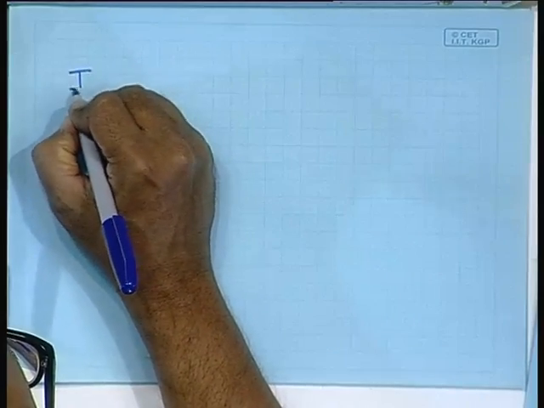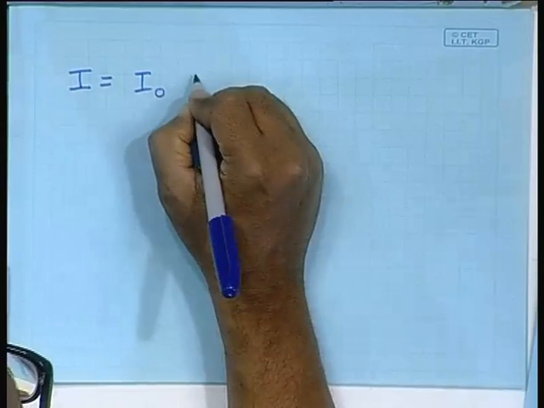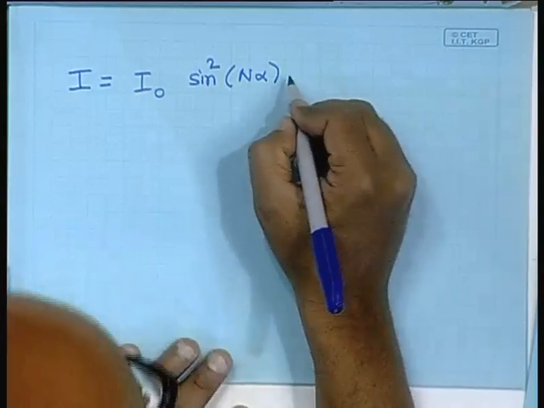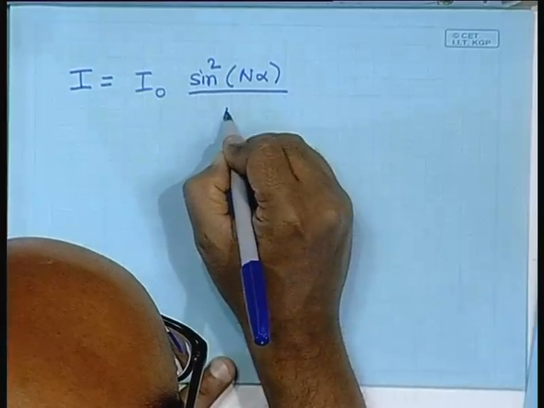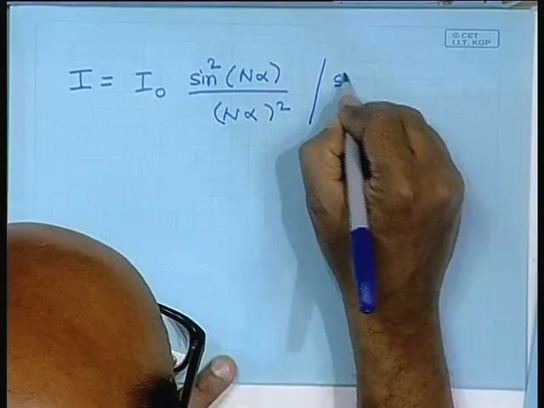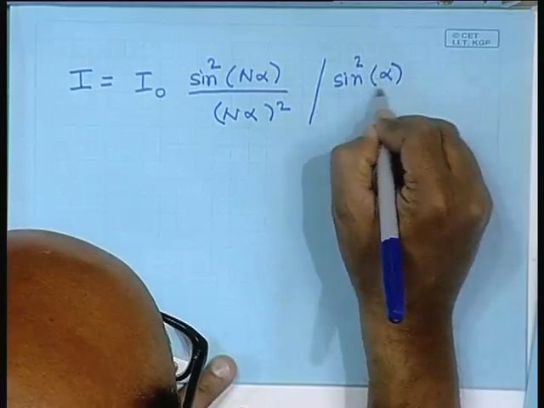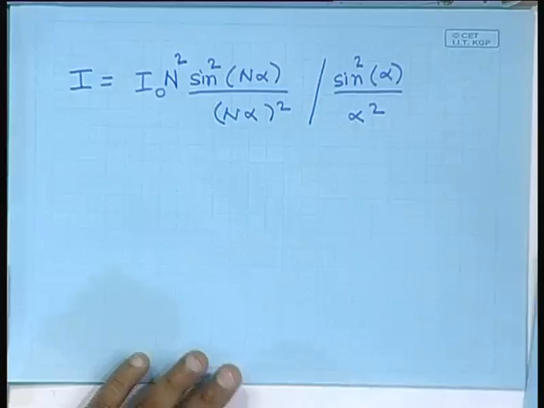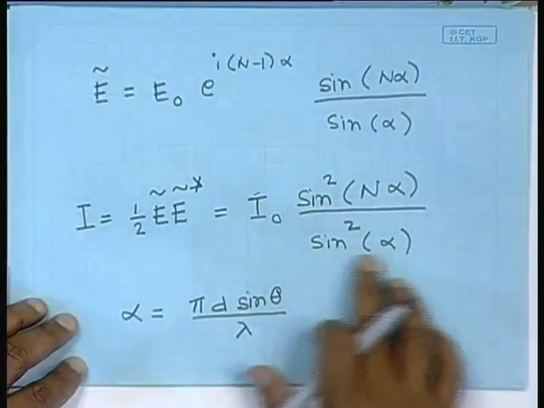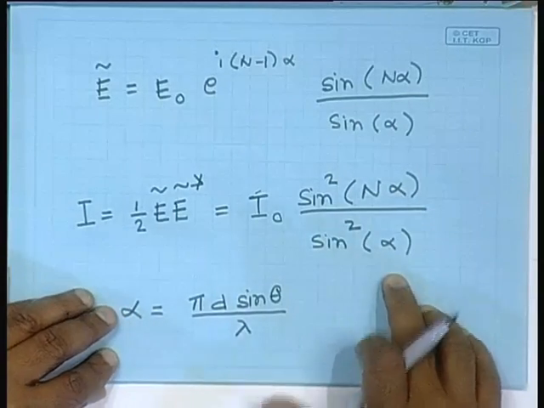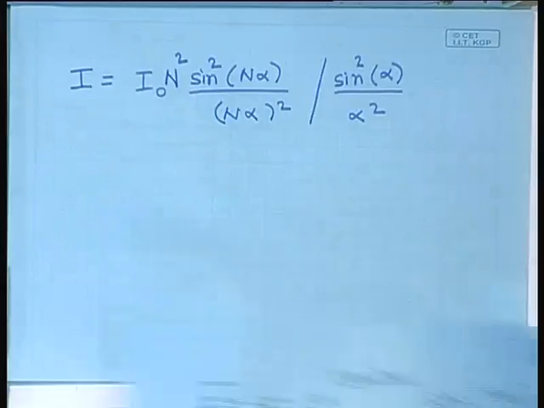So, I can write this, let me do it a little elaborately for you. I can write it as I naught sine square n alpha divided by n alpha square, this divided by sine square alpha divided by alpha square. I have to put a factor of n square here. So, this it should be clear is the same as this expression for the intensity. All that I have done is I have divided it by n square alpha square, divided this by alpha square, there is an extra factor of n square which I have to put over here. So, this is what I get.